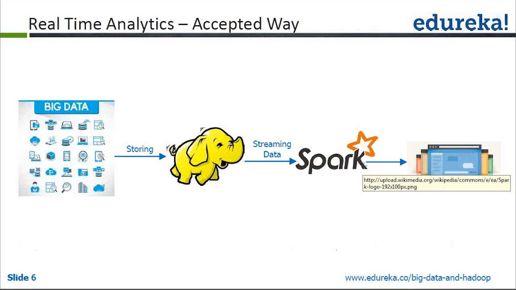Spark is just one way. Even Spark is not that mature. We have something called Storm, which is the most mature of these.